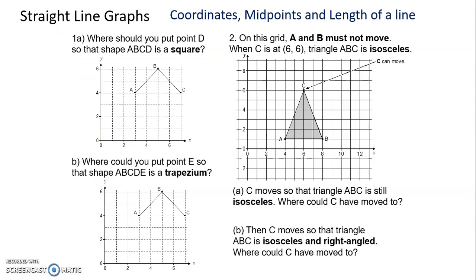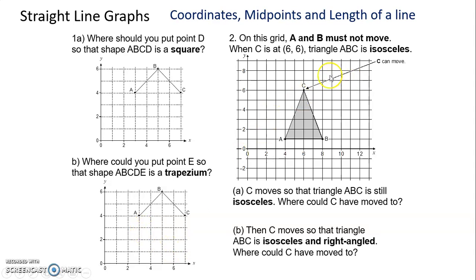All right, so here are some more problem-solving coordinates questions. Question 1A, you've got to think about where you could plot a point to make this shape a square, so to finish off the shape and make it a square. B, you've got to do something very similar. You need to work out where you would plot a point so that you make the shape into a trapezium, and there could be more than one right answer here.